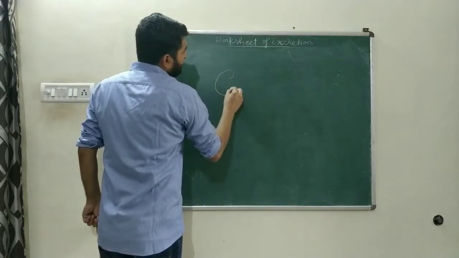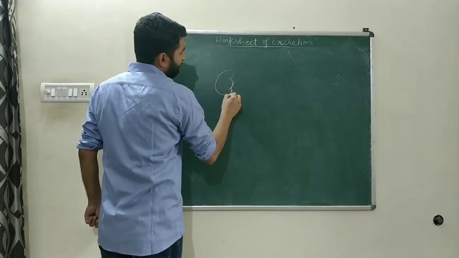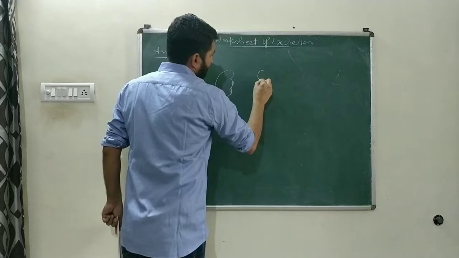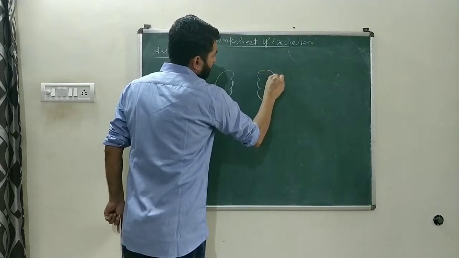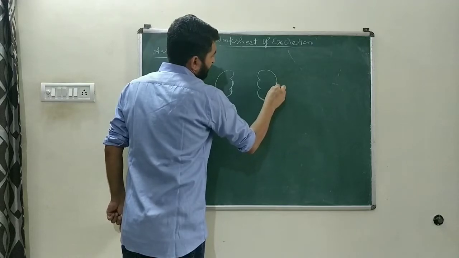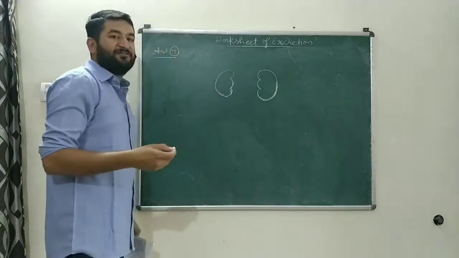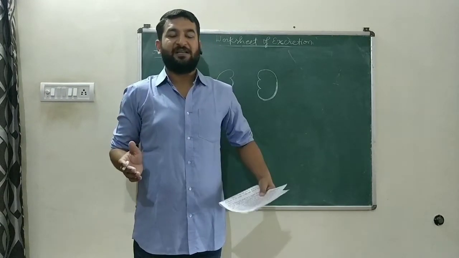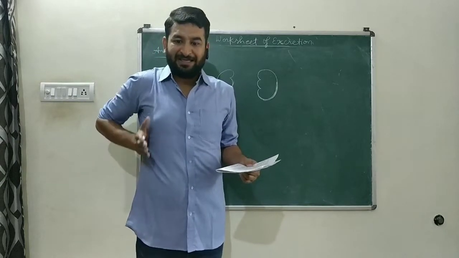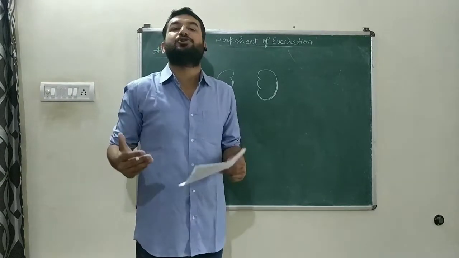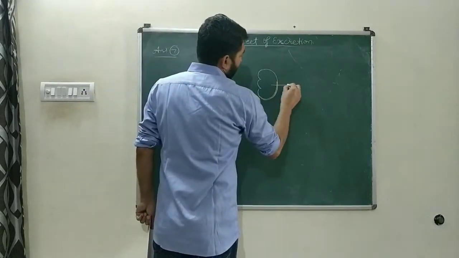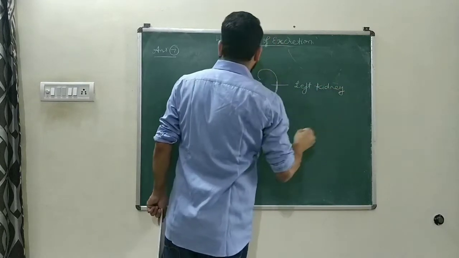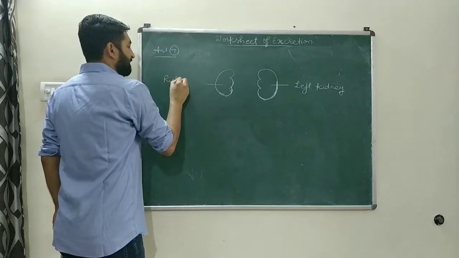Human beings have 2 kidneys which are bean shaped. So draw bean shaped like structures. Out of the 2 kidneys, the kidney which is present on the left side is slightly above, and the kidney which is present on the right side is slightly lower down, so that it can give the position to the liver. So this one is the left kidney and this one is right kidney.